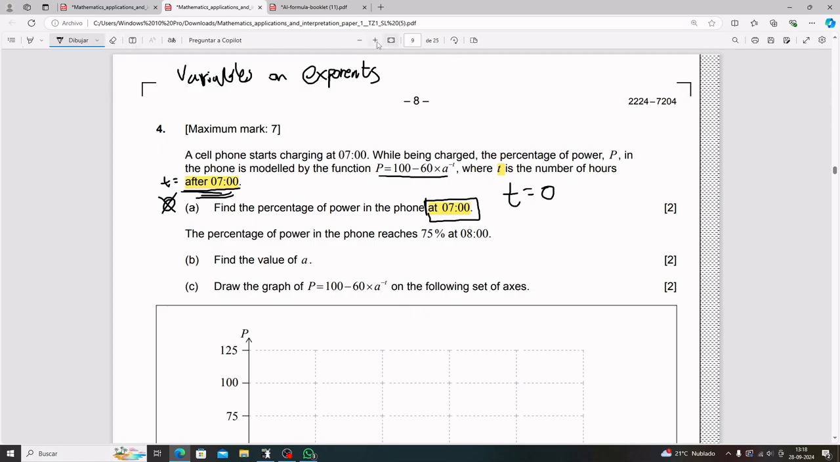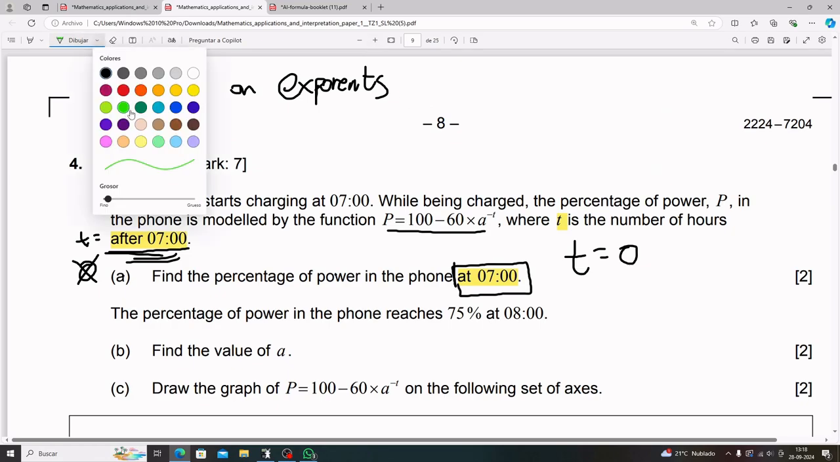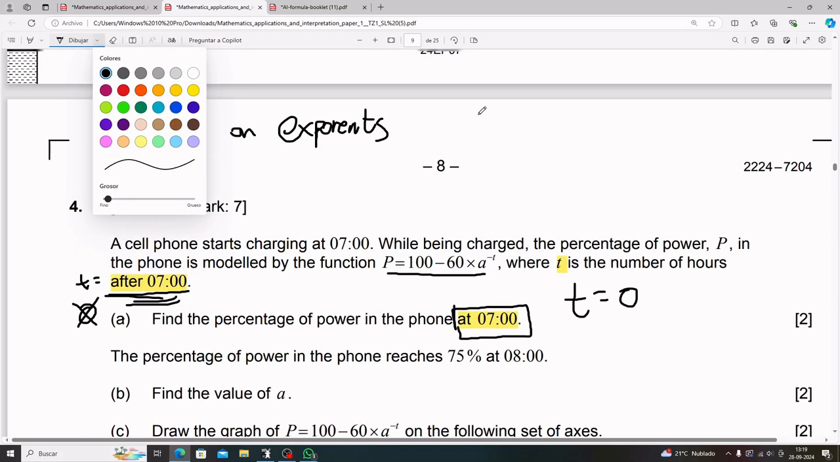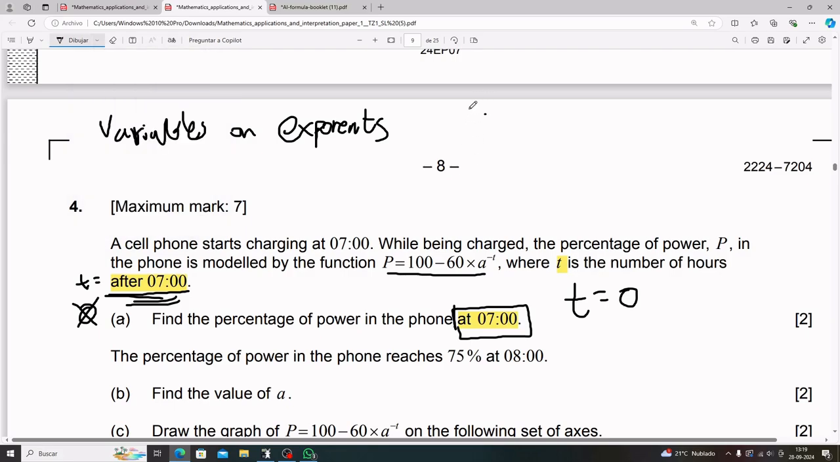That's the first thing you have to recognize. A lot of people freak out because they say, ugh, I have A and I have T, it's over, I'm going over to the next one. However, it's friendlier than what you think. For part A, you just plug in T equals 0, and everything becomes much friendlier. You might be thinking, how is it that for part 4a, I end up with P equals 100 minus 60 times A to the power of negative 0? How is that going to be friendlier? I don't understand.